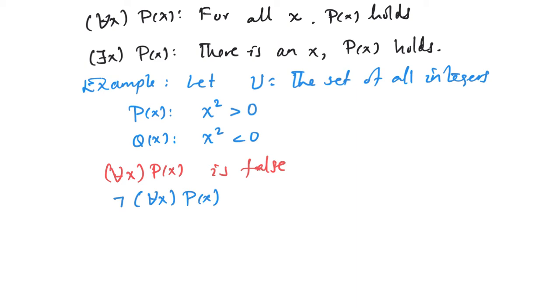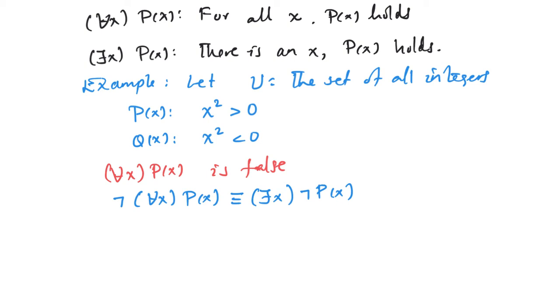The negation is true. Well, when we say for all x, p of x fails to be true because there is a single element where p of x is false, the negation of for all x, p of x can be directly related to the following. This is equivalent to there is an x such that the statement p of x is false, which means there is a single element, this time 0, where 0 squared is not greater than 0.